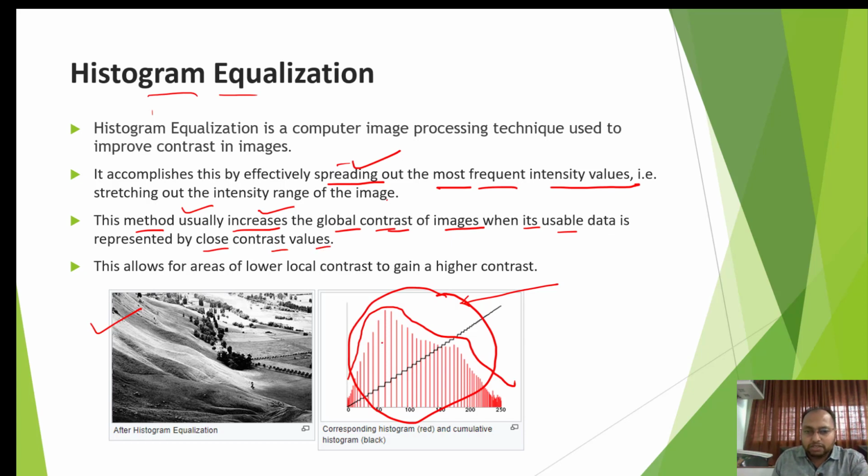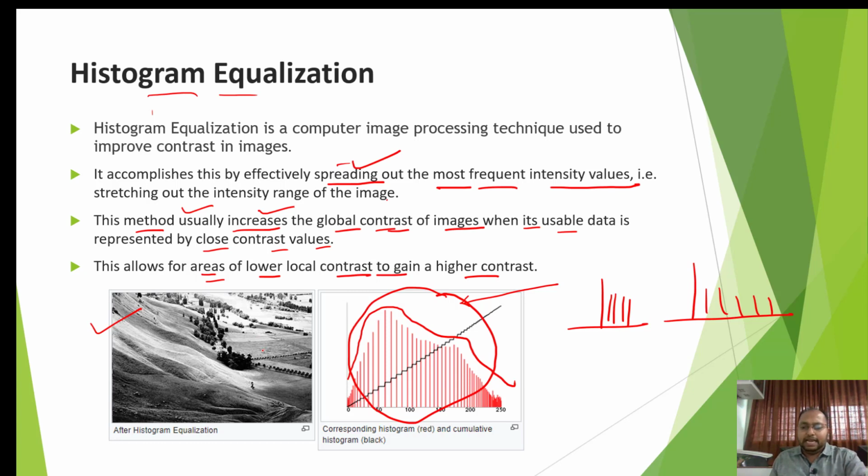So close contrast values are represented, instead of representing the dense area, by particular gray level intensities. In spite of that, if we spread it evenly, we will get more detailed information from that particular image, right? This allows areas of lower local contrast to gain high contrast. So fewer black intensities will have more contrast by means of this histogram equalization.